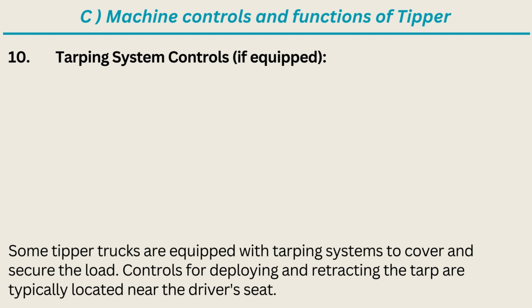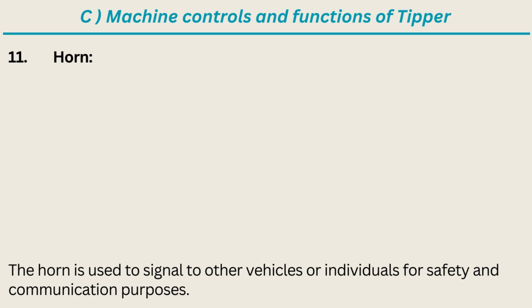10. Tarping system controls, if equipped. Some tipper trucks are equipped with tarping systems to cover and secure the load. Controls for deploying and retracting the tarp are typically located near the driver's seat. 11. Horn. The horn is used to signal to other vehicles or individuals for safety and communication purposes.